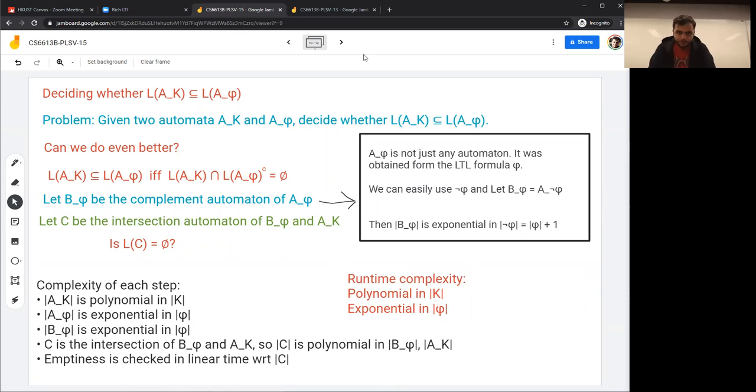Okay, great. So what does this mean? This means that as long as the formula that you write is relatively short, you can actually check it over systems that are quite large, because your runtime dependence is only exponential in the size of the formula. And most of the time, the formula is really short.